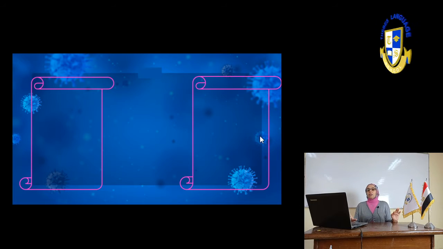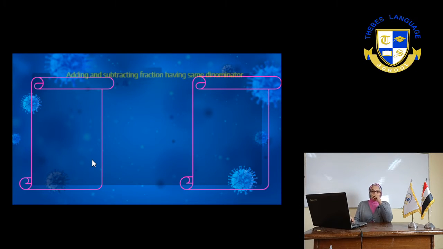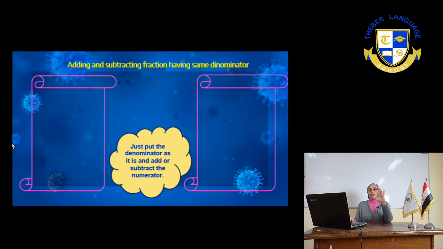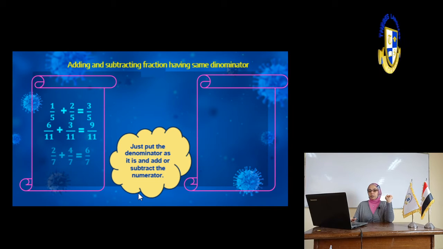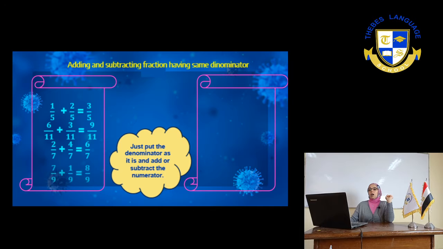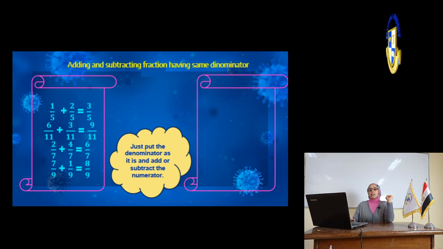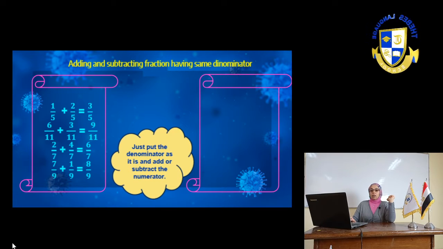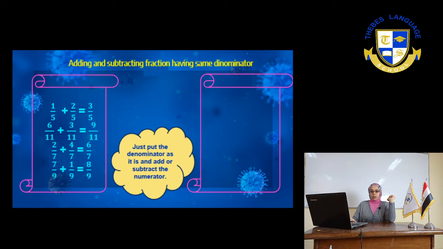Okay? The first fraction, 1/5 plus 2/5. Just put the 5 as it is and add 1 plus 2, it will be 3. 3 over 5. Next, 6 over 11 and 3 over 11. Just put 11 and add 6 plus 3. It will be 9. Next, 2 over 7 plus 4 over 7. It will be 4 plus 2, 6. So 6 over 7.